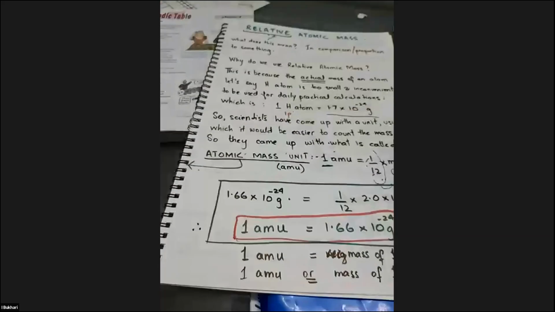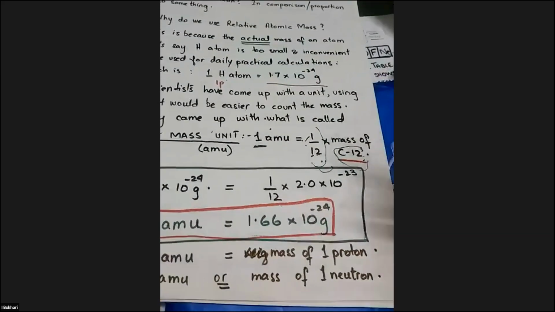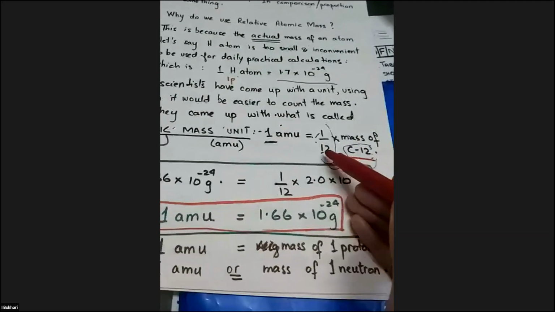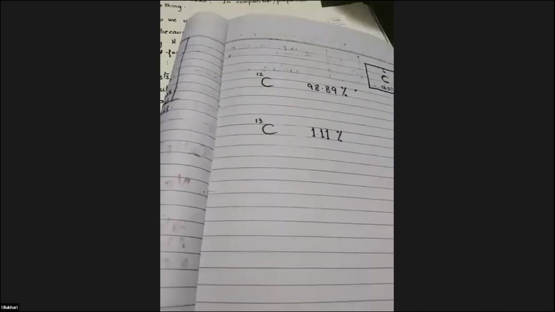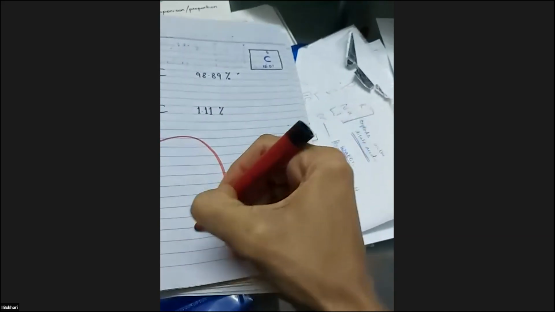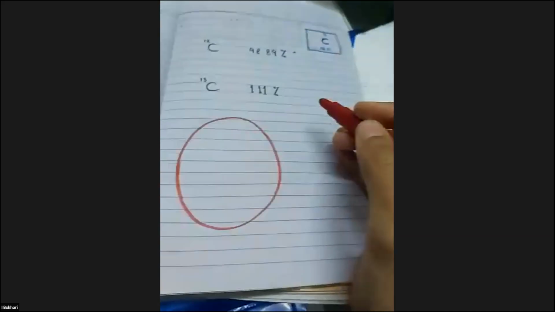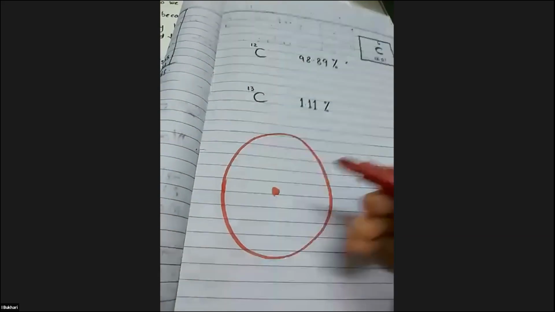So they took carbon-12 as the standard. And why did they divide it by 12? Because we wanted to define one atomic mass unit. Even if you did not understand this, it's okay. But I do want you to understand the basic concept of what is an atomic mass unit.